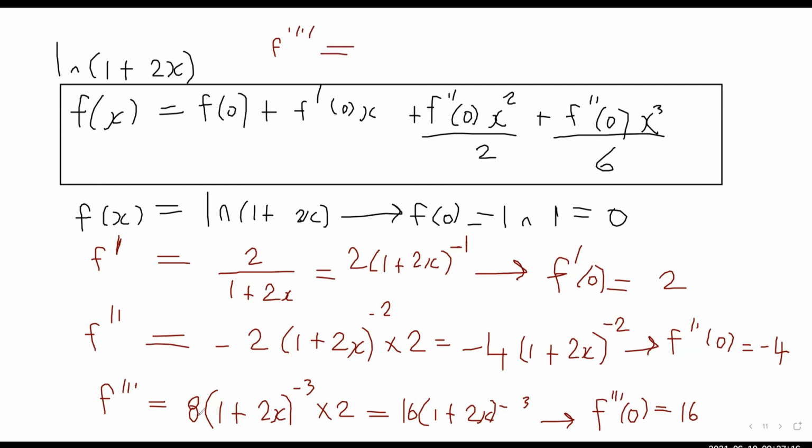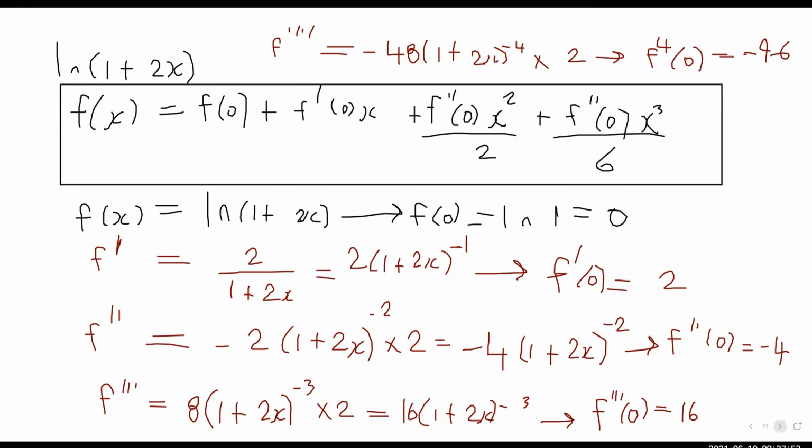That would be equal to, differentiating this one last time, minus 3 times 16, which is minus 48, times 1 plus 2x to the minus 4. And then you multiply it by the derivative inside, 2. So that implies that f to the 4 of 0 is 2 times minus 48, which is negative 96.